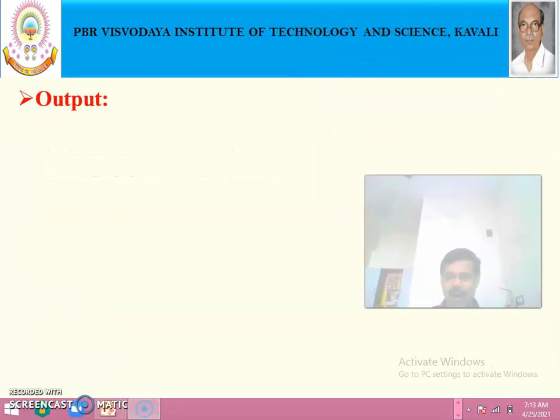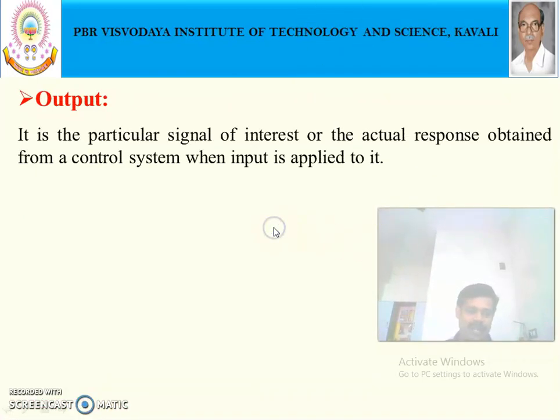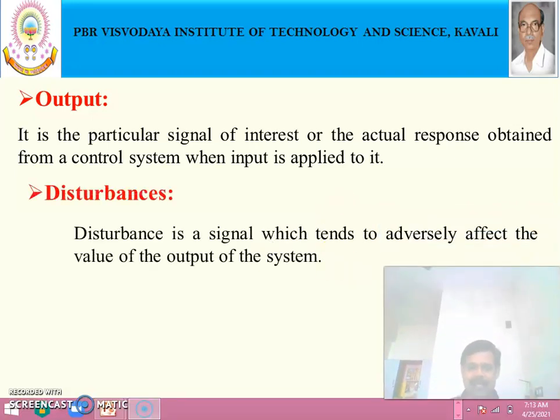Now we are going to see output. What is output? It is a particular signal of interest or the actual response obtained from the control system when the input is applied. When you provide an input to a system, the system will respond to that input. That response is called output. Disturbance. Disturbances are the signals which affect the output of the system. If some signals are affecting the output of the system, those signals are called disturbances.